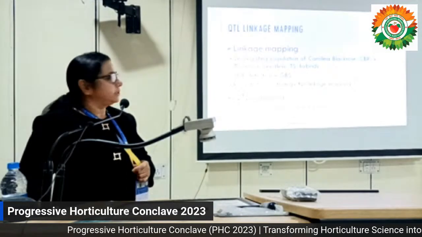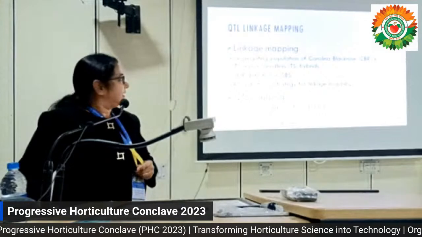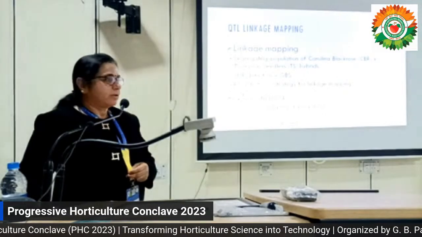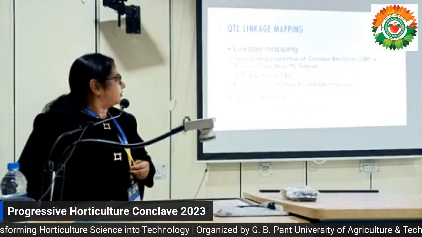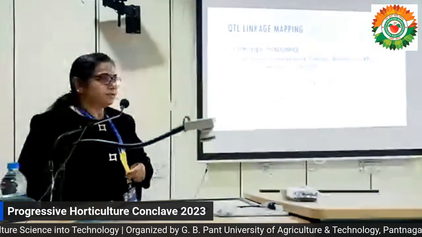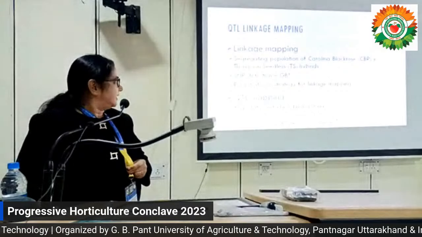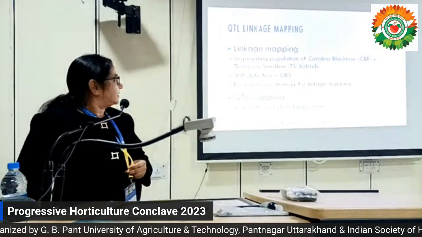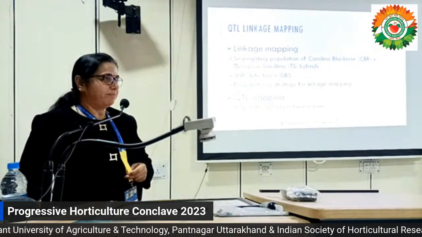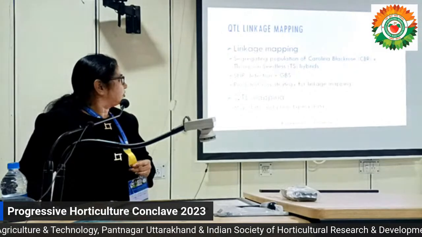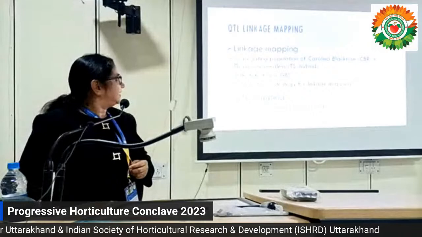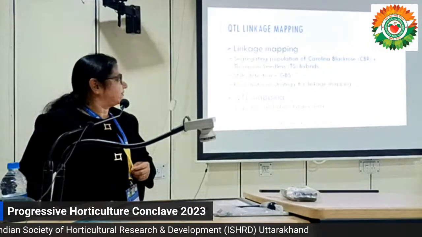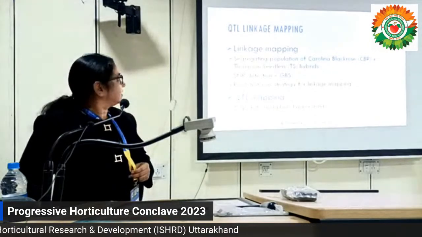When we went for detailed linkage mapping, we had a segregating population of German Black Rose crossed with Thompson Seedless. There again, about 100 hybrids were used for SNP detection using GBS, and we used the software JoinMap, which utilizes a strategy for linkage mapping. We developed a linkage map for that, and the map data and phenotyping data were used for QTL mapping.